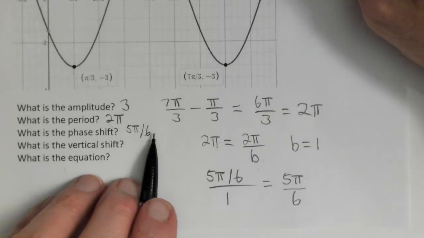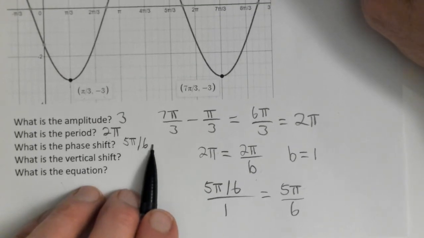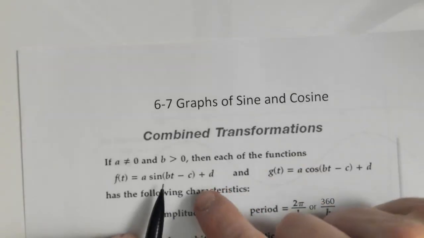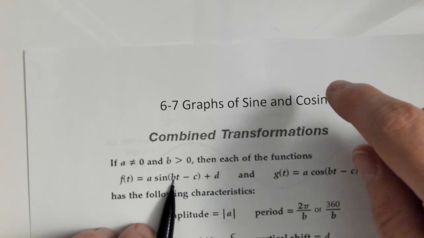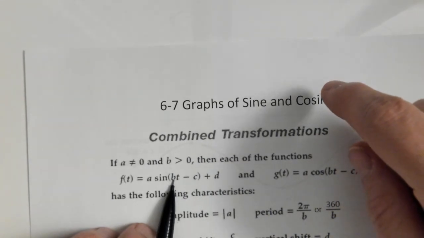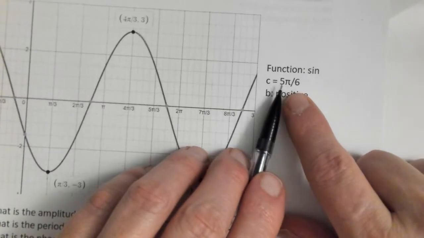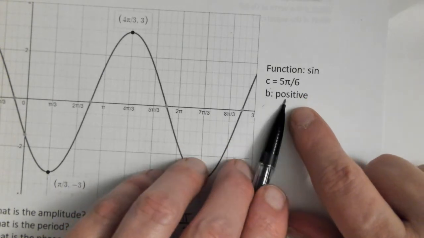But I also need to describe which direction the shift is going. Okay, is it going to the right or is it going to the left? The two things that we need to know in order to figure that out are the value of c and the value of b. Those are the two things that we need to know. And as we're looking at this, we know that the value of c is 5 pi over 6 and the b is positive.